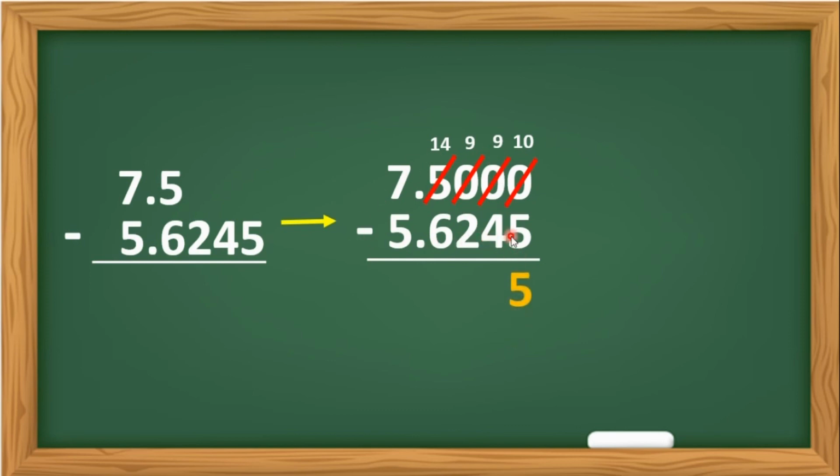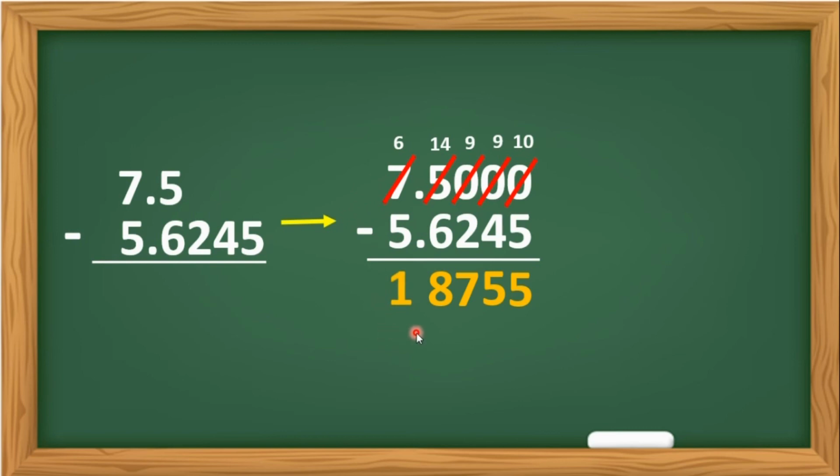So 10 minus 5 is 5. Then 9 minus 4 is 5. 9 minus 2 is 7. And then 14 minus 6 is 8. And then 7 becomes 6. Why? Because the 5 borrowed earlier from the 7. So it becomes 6. 6 minus 5 is 1.